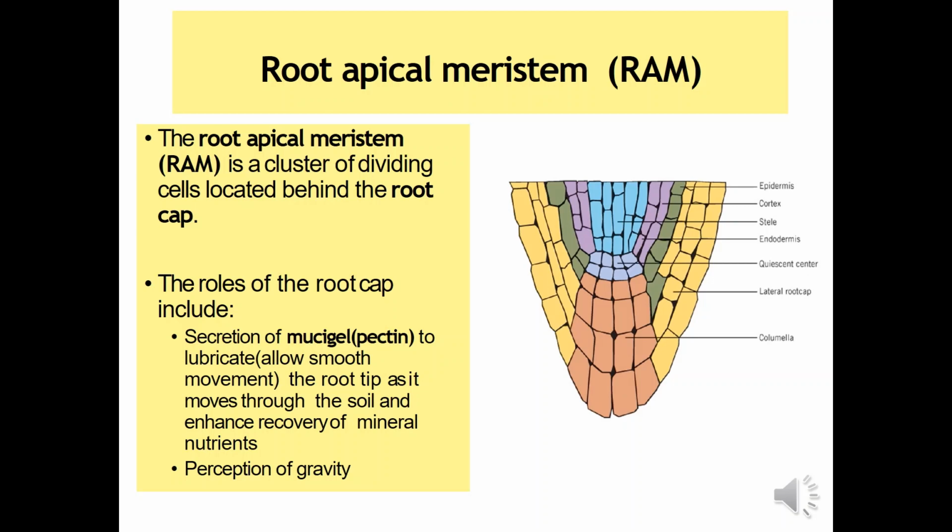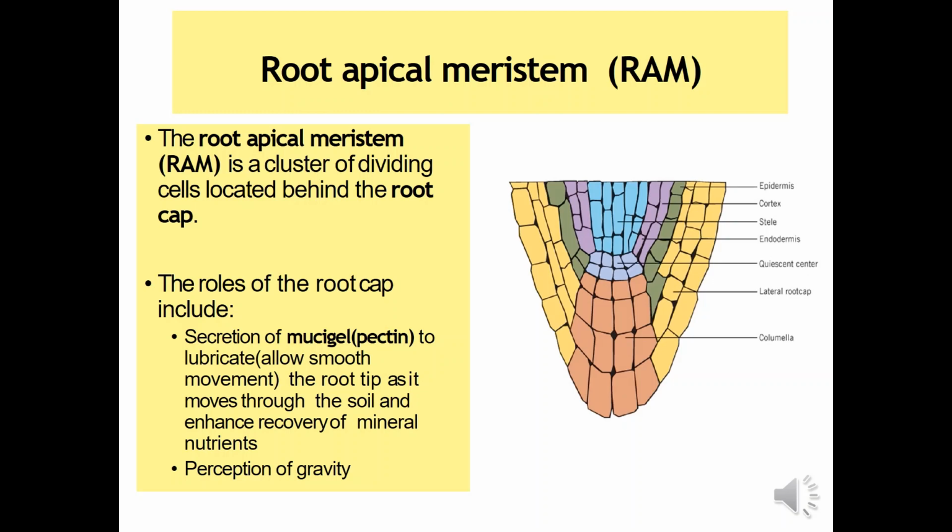As we know, the root's function is not only to anchor or hold the soil particles, but it is also the main way to reach the mineral nutrients for plant growth. Okay, and a second role of the root cap is of course the perception of gravity.